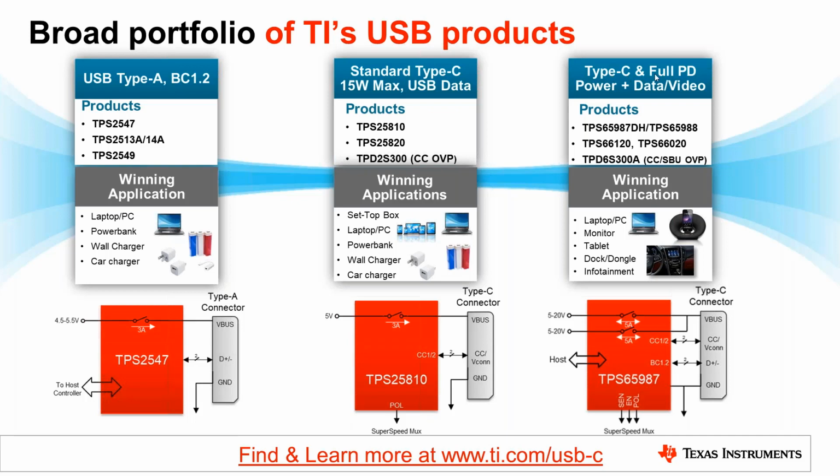Finally, if a full power delivery system is needed, so you need to support more than 15 watts, or you want to add an alternate mode such as DisplayPort or Thunderbolt, then we recommend using a fully featured PD controller like the TPS65987D or TPS65988. I'll go into some more details on these parts in the coming slides, but at a high level, you can see that the TPS65987 has both the source and sink power path integrated.